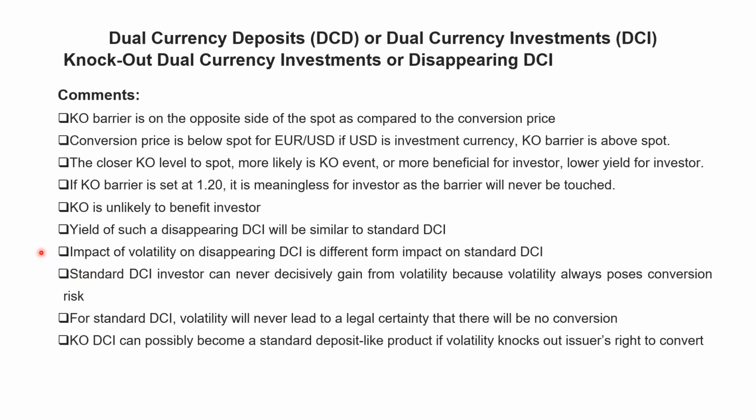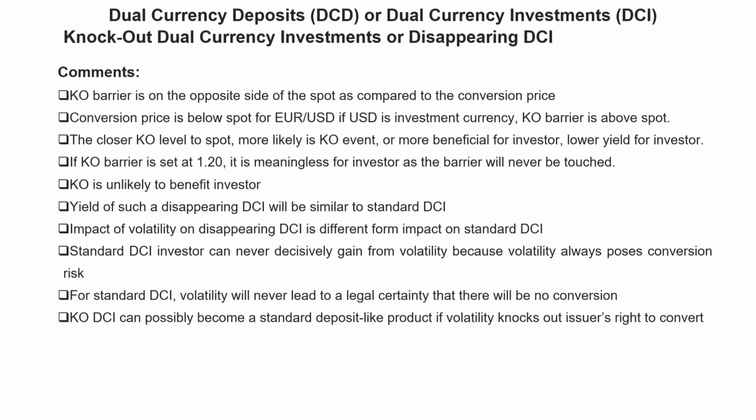Also, the impact of volatility on a disappearing DCI is different from the volatility's impact on a standard DCI. The standard DCI investor can never decisively gain from the volatility because the volatility will always pose a risk of conversion, and it will never lead to a legal certainty that there will be no conversion. On the other hand, a KO DCI can possibly become a standard deposit-like product if the volatility knocks out the issuer's right to convert.